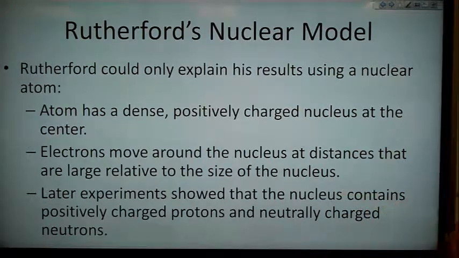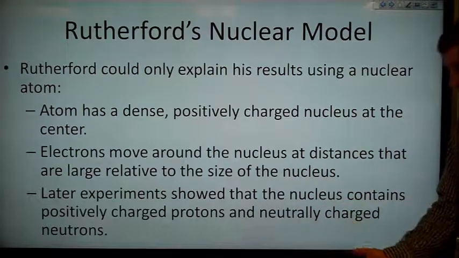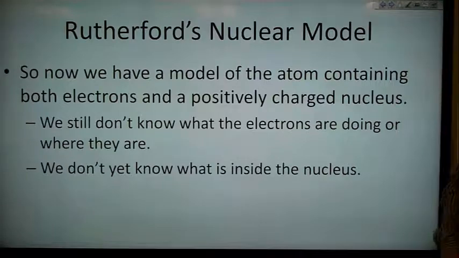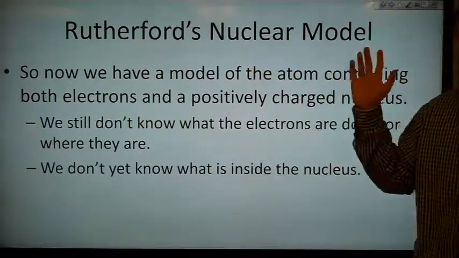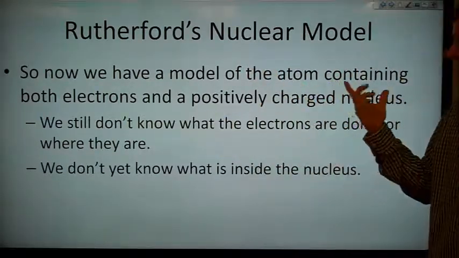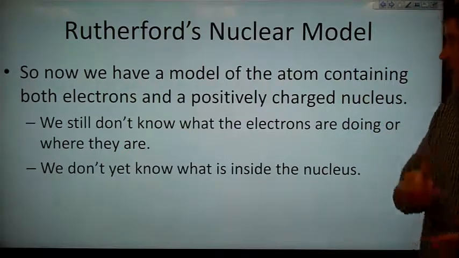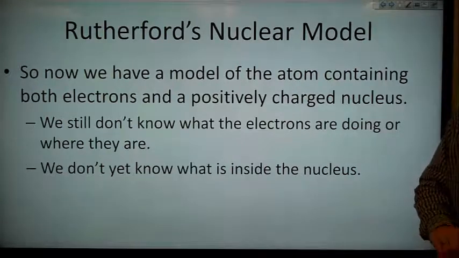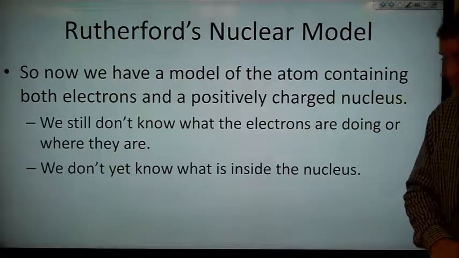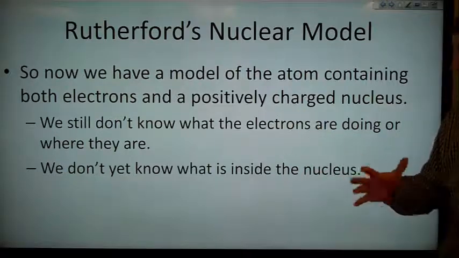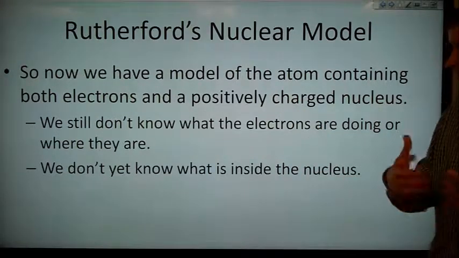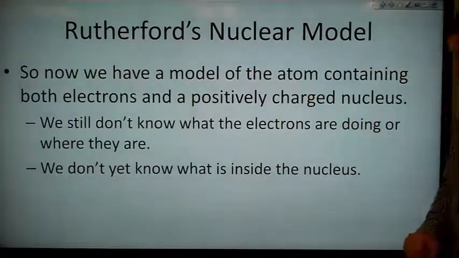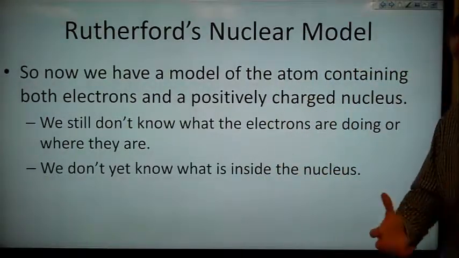So later experiments show that the nucleus contains positively charged protons and neutrally charged neutrons. And the electrons are then outside. So now, using Rutherford's nuclear model, we have a model of the atom that contains both electrons and a positively charged nucleus. Now, with Rutherford, we don't yet know that there are protons and neutrons involved, and we still don't know what the electrons are doing or where exactly they are. We just know they're outside, kind of moving around somewhere, doing something. And we still don't know yet what's inside the nucleus.